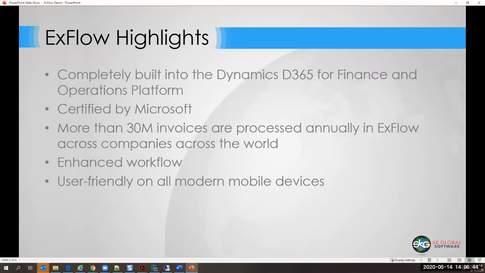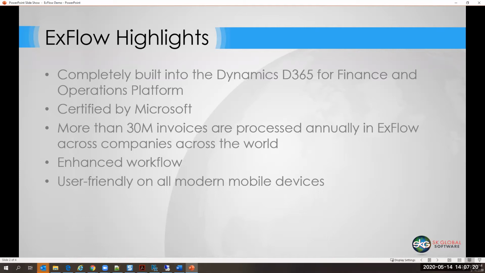There are more than 30 million invoices being processed annually in Exflow across companies around the world. Exflow does have enhanced workflow, so your workflow can be based off a traditional workflow or a position hierarchy or a combination of the two. Exflow does have a dynamic approval chain, so if something in the coding is changed, the approval chain will be rerouted immediately. For example, if you're doing approvals based off a department owner and the coding is changed to a different department from sales to marketing, it will be rerouted to the correct department owner.